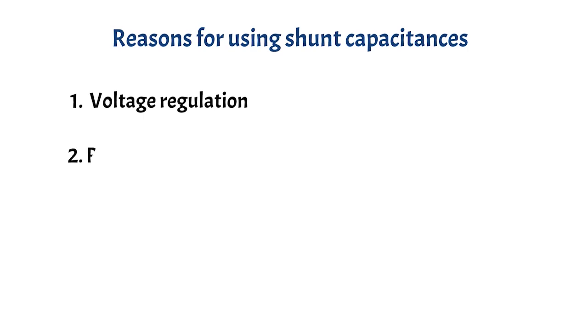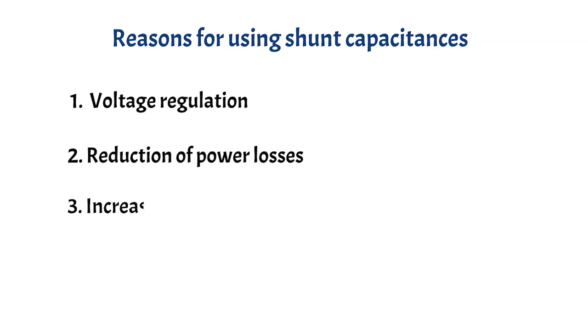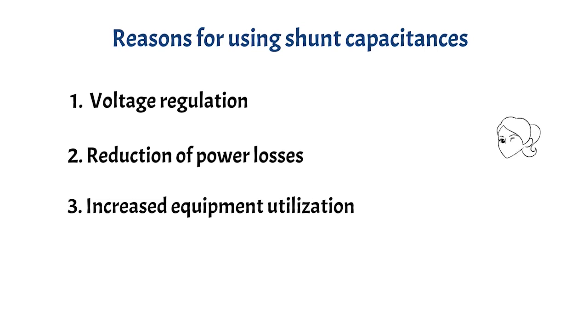Another reason is to reduce the power loss. A shunt capacitor bank improves the power factor. Therefore, it reduces the current flow. This will result in a reduction of I²R losses. Thirdly, increased equipment utilization. Using shunt compensation with capacitor banks reduces the kVA loading of lines, transformers, and generators. Therefore, more power can be delivered without overloading the equipment.